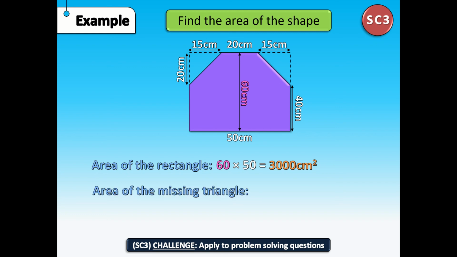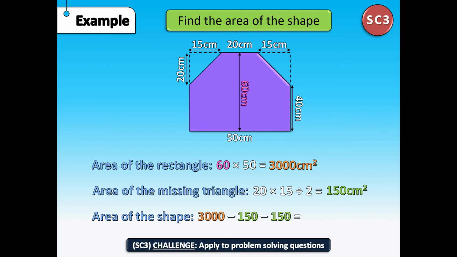The area of the missing triangles that have been cut off, so they've got a height of 20 and a base of 15. So we do 15 times 20 divided by 2, which is 150 centimeters squared. Now there's 2 of them, so we need to make sure we take 2 of them off the area of the rectangle. So the area of the shape will be 2,700 centimeters squared.